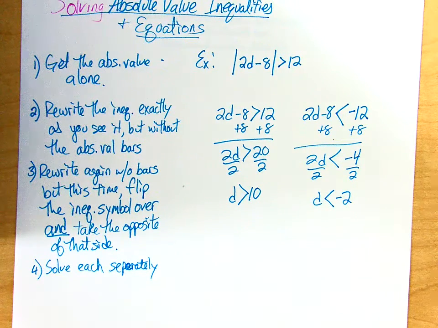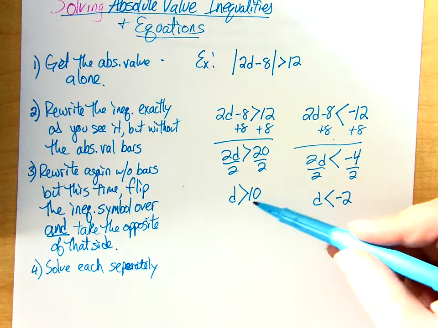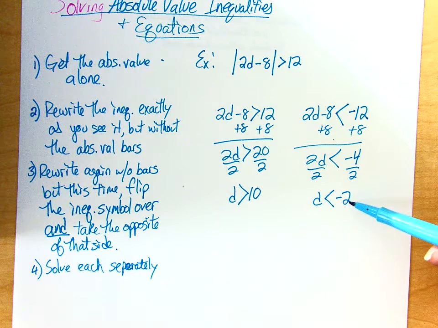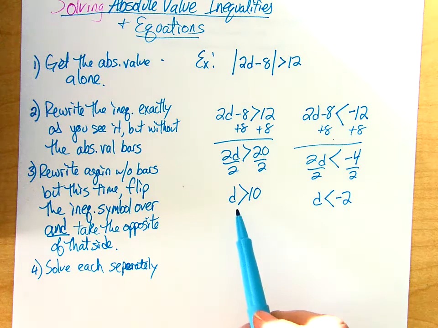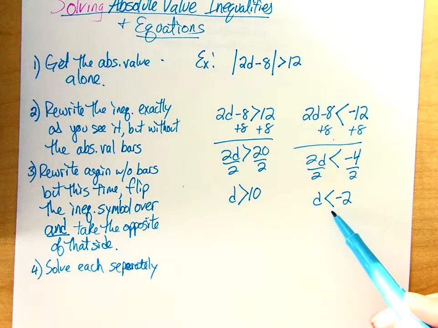And now we're almost done. But here's where you gotta put your thinking caps back on. I have d is greater than 10 and I have d is less than negative 2. Your answers to these are going to come out as either ands or ors. It's up to you to figure out which it is. Well, how do you know? You just ask yourself, are there numbers that are greater than 10 that are also less than negative 2? No, there are not. So in this case, this must be an OR.